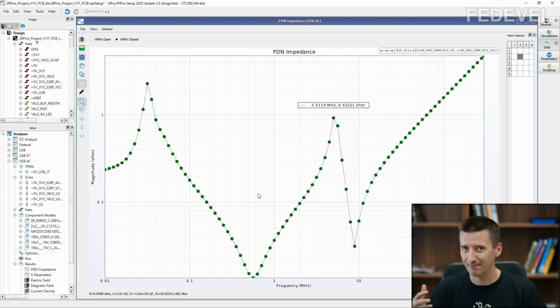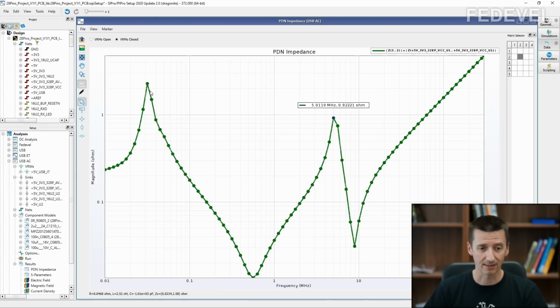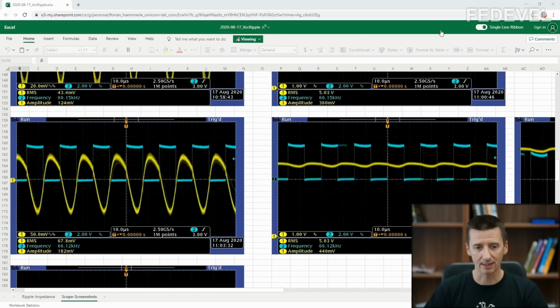And now I'm quite sure you are getting the idea of what we are going to talk about. The first critical frequency is the peak, which is here. In this simulation, we are not getting exactly 60 or 66 kilohertz. You can see in this simulation, the critical frequency looks like around 10, 20, 30 kilohertz. But on the real board, the critical frequency is 66 kilohertz.